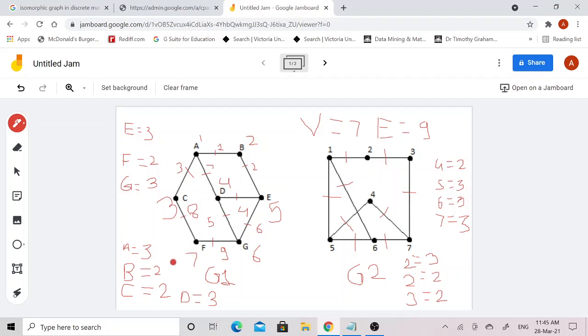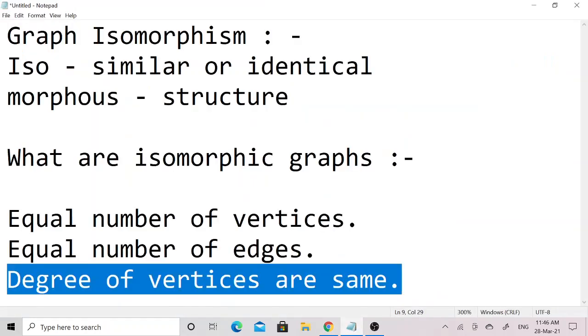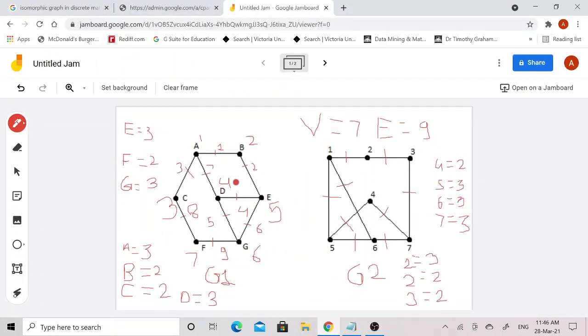And in graph 1 there are 3 nodes like B, node C and node F, which contain the degree of vertex 2. Similarly, in graph 2 also there are 3 nodes like node number 2, node 3 and node 4, which contain the degree of vertex 2. In this way, third parameter is also matched. Degree of vertices are also same. So according to these 3 parameters, we can determine the graphs G1 and G2 are isomorphic. It means these two graphs are similar in structure.